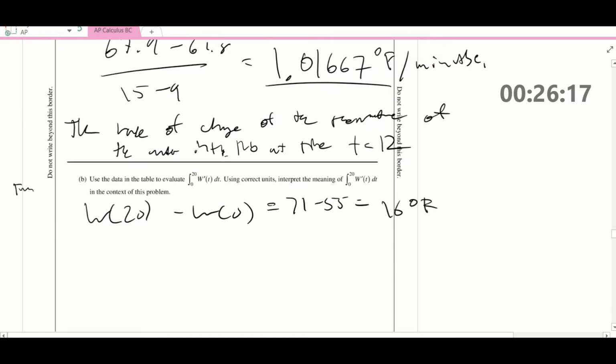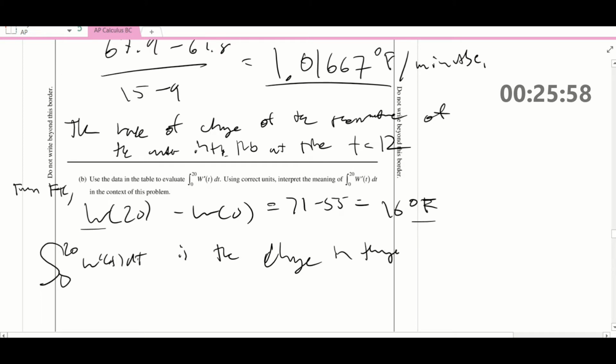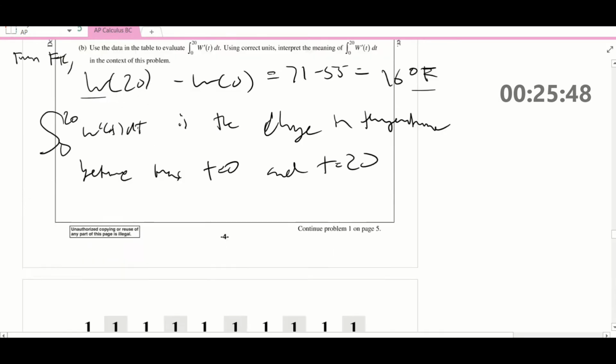Sorry, from FTC, this is equal to this. Degrees Fahrenheit, and that's not an R, that's an F. And the meaning of this is the change in temperature between times t equals 0 and t equals 20.